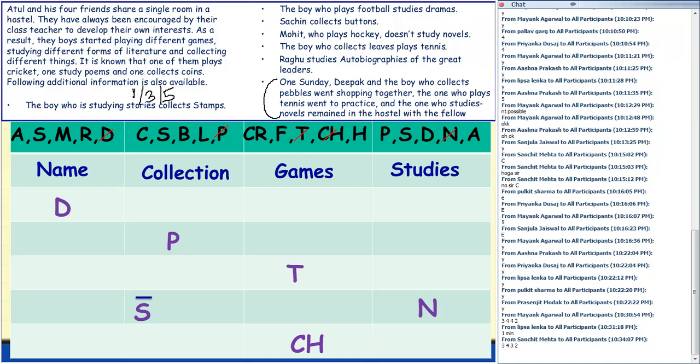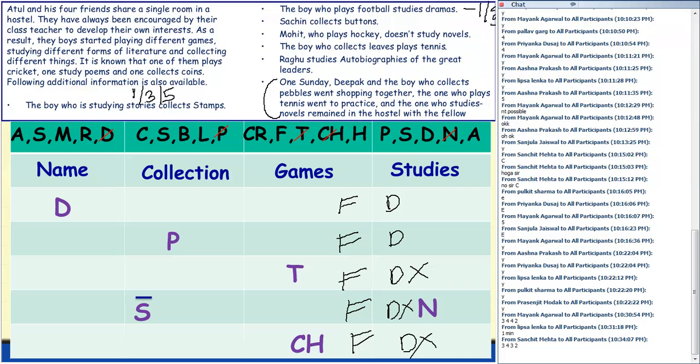Now next, the boy who plays football studies drama. So football and drama have to come together. So football and drama. Okay. Football, drama, that is a possibility. Football, drama, yes, this is a possibility. Football, drama, no, this won't be a possibility. Football, drama, no, this won't be a possibility. Football, drama, this is again not a possibility. So for football and drama, they will come either in the first row or the third row. That is the only possibility for football and drama.